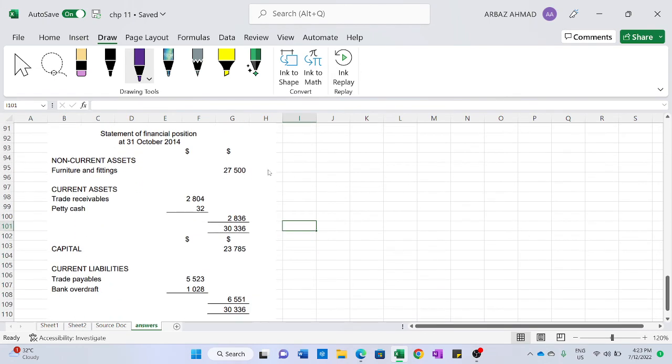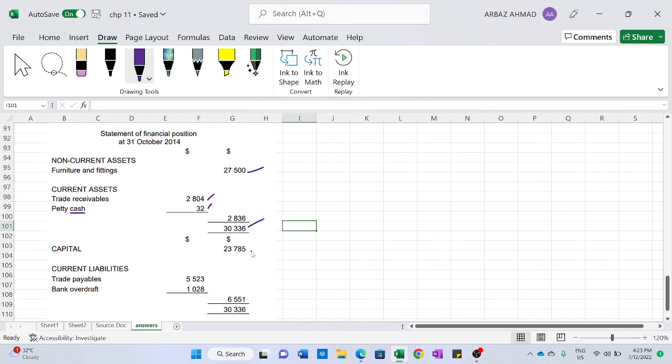And then we have the financial position. They are also asking us to prepare the statement of financial position. This is a rather concise statement of financial position, or balance sheet. We have our non-current asset, there is only one, then trade receivable and petty cash are two. Why is petty cash an asset? Because it's cash. The balance in the petty cash is an asset. So we get to the total of this one.